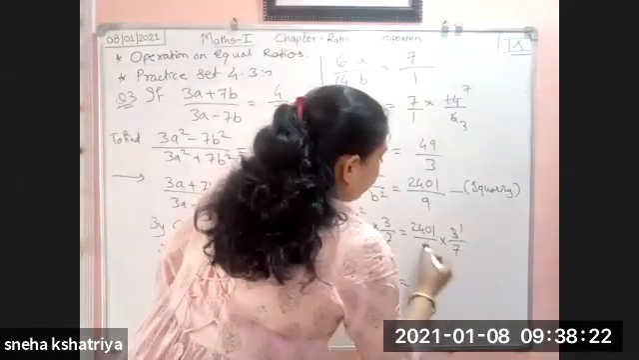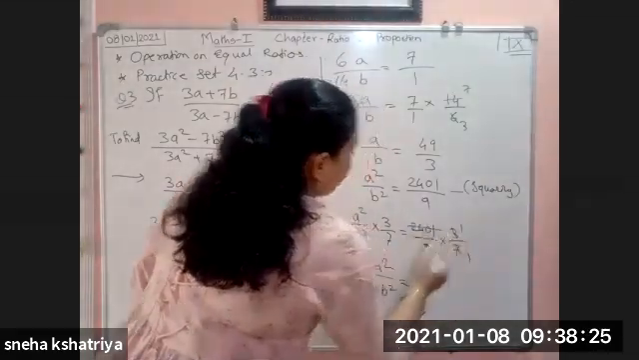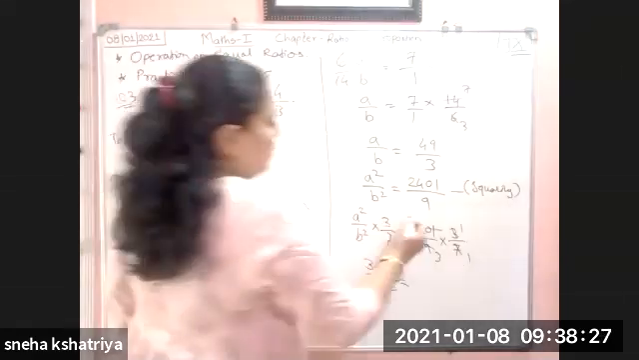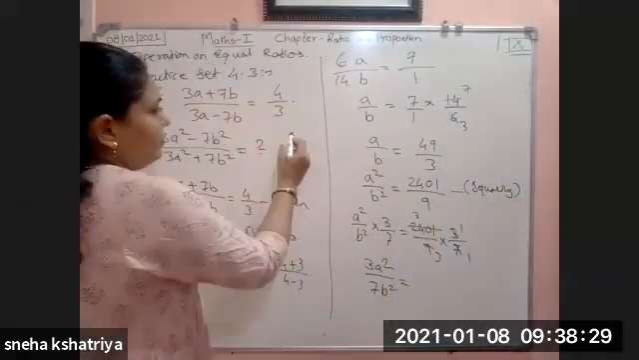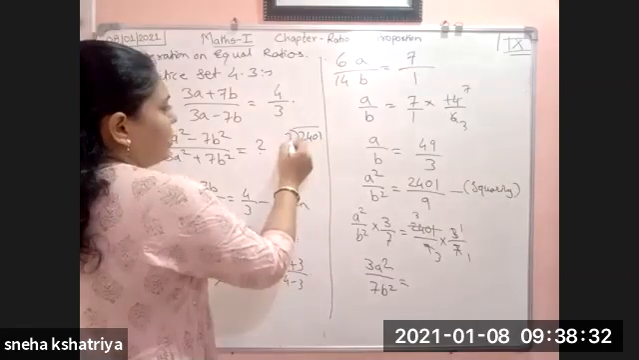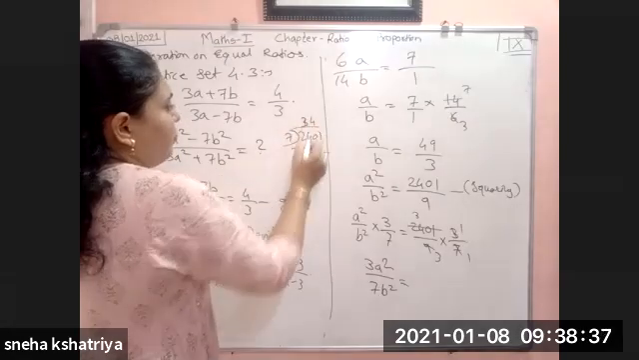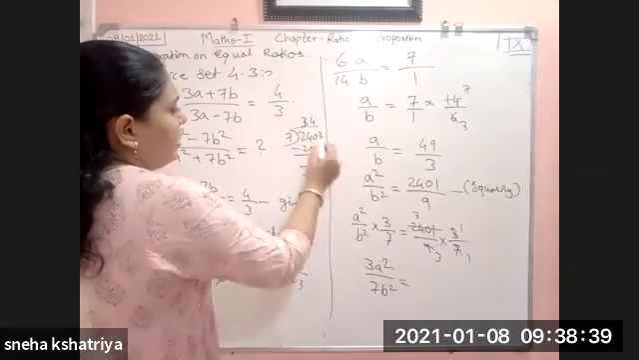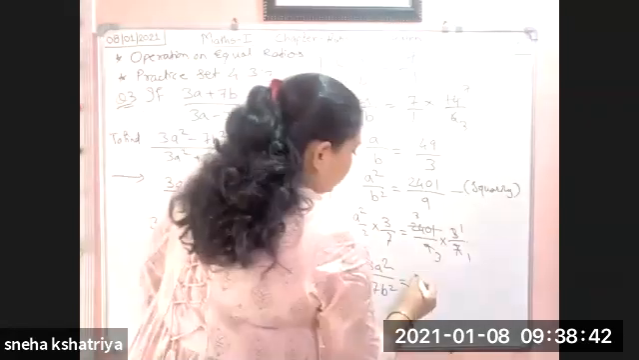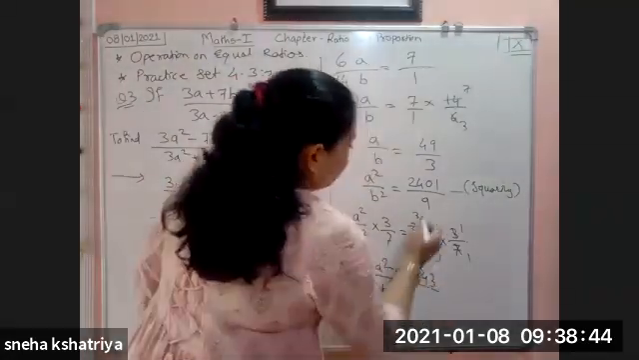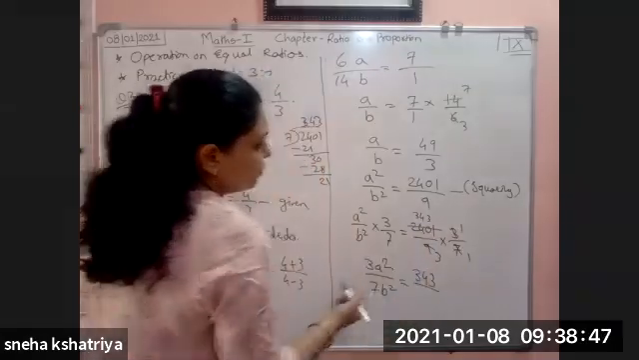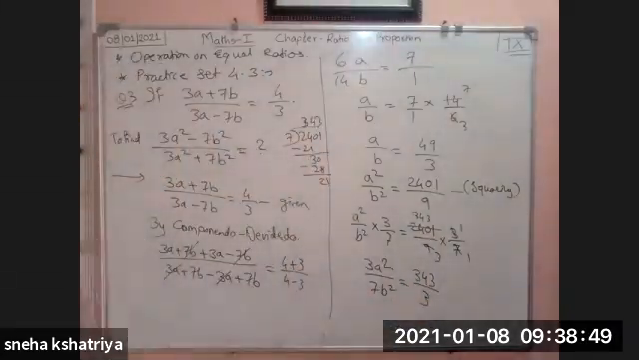So here we will reduce. 3 ones are 3, 3 threes are 9, 7 ones are 7, 7 threes are 21. First comes 2401. 7 threes are 21. 1 remaining. 7 fours are 28, 2 remaining, 1 carried. 343. 343 into 1. 343 divided by 3. Okay. 343 divided by 3 is there.